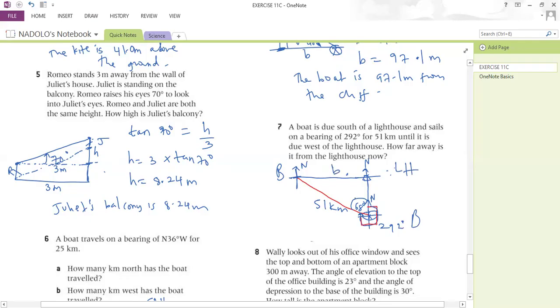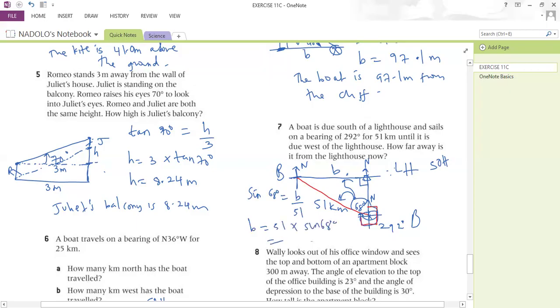Let me call it B. So we have an angle inside here. It's a right angle triangle it forms. This is 90 degrees. Then this should be the hypotenuse, and then this should be the opposite. So opposite over hypotenuse, which is sine. So if you do sine of 68 degrees, it will be given by opposite divided by 51. So 51 multiplied by sine 68.